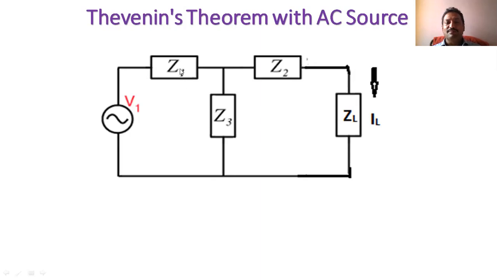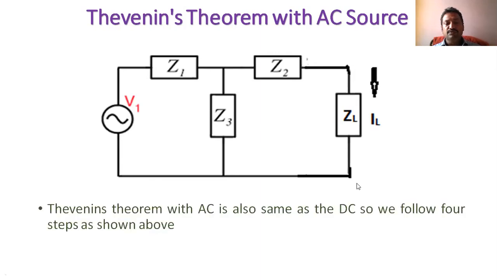Impedance in complex form is nothing but something which contains resistance and reactance, R plus or minus jX: R plus jXL for an inductive load, R minus jXC for a capacitive load. So we are replacing these with impedances, and the load is also a complex impedance. We want to calculate using the same procedure. AC is also the same as DC, following the 4 steps.